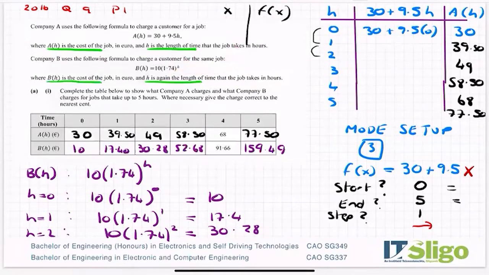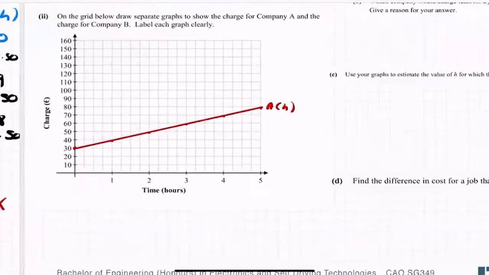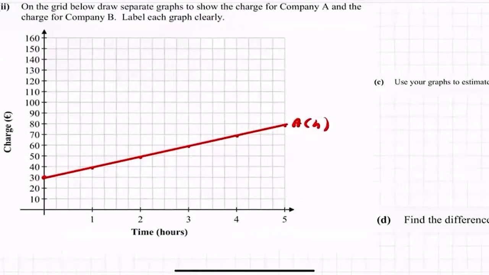Okay, so do you know what? I'm just going to put that into my calculator. So 10 bracket 1.74 bracket to the power of red x, equals, start at 0, end at 5, go up in steps of 1. Okay, so I'm going to pick a different color, and I would pick different colors in my exam because it's easier to see what you're doing.